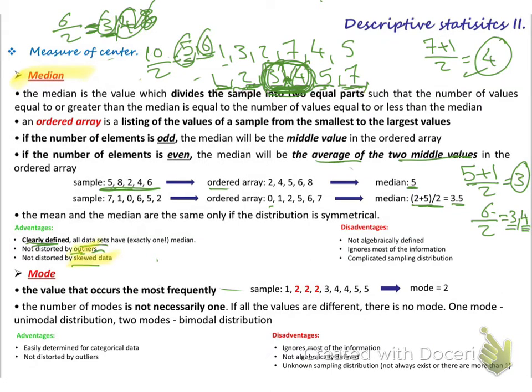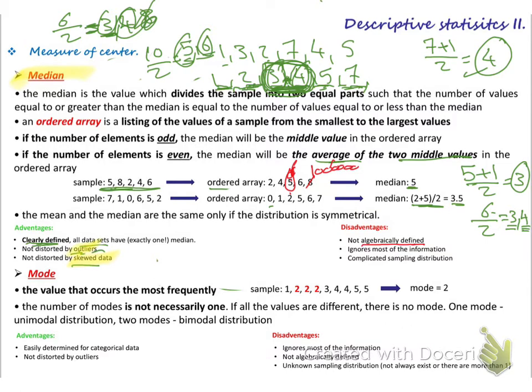Okay. The disadvantage is that it is not algebraically defined. So if I have 1 million here instead of 8, for the median it doesn't matter. 1 million or 100,000, it doesn't matter, okay? So it is not algebraically defined, because we are just arranging the numbers and picking the number in the middle. There is no calculation here. We did not do any calculation.